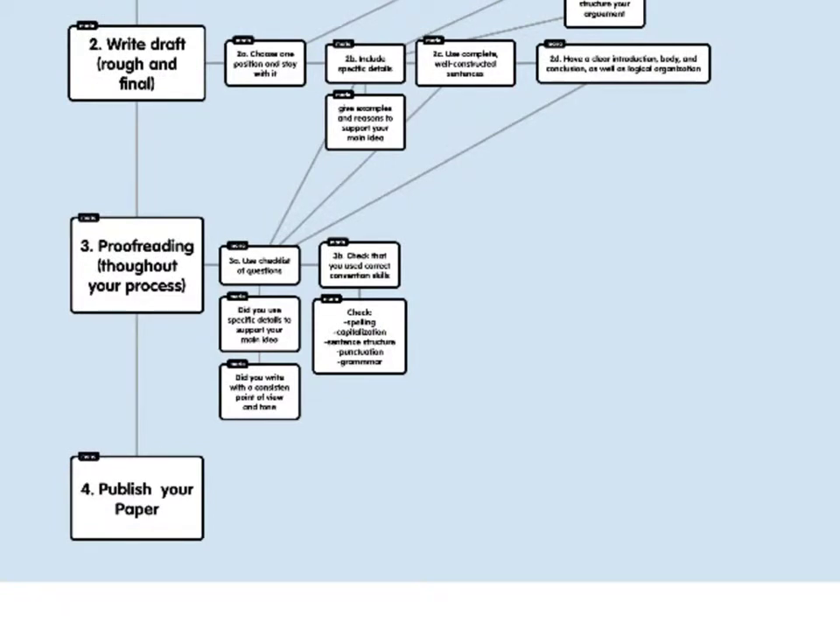The third step is the proofreading stage. And again, as you can see, here are each of the steps that you would take. They connect back to the second stage, which again connects back to the first stage. The final stage is the publishing stage, where you would publish your writing.